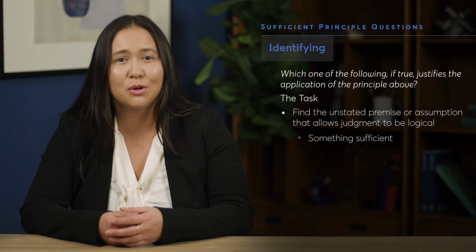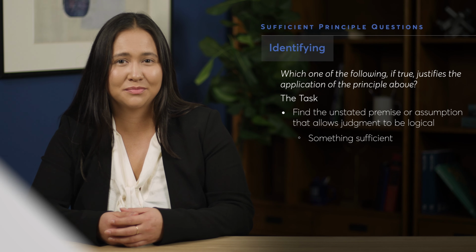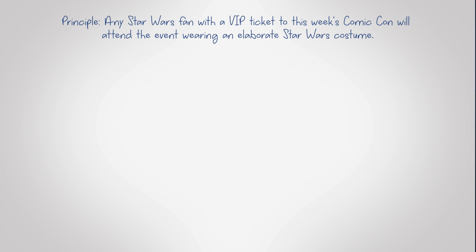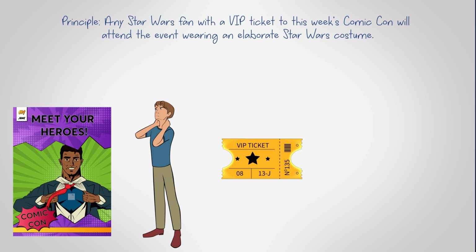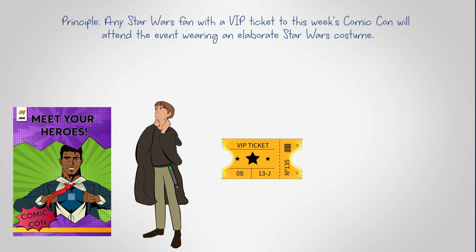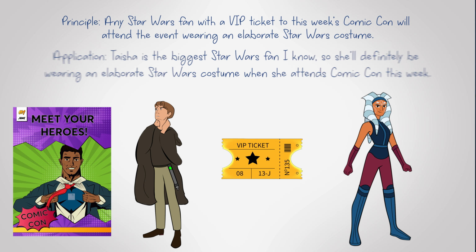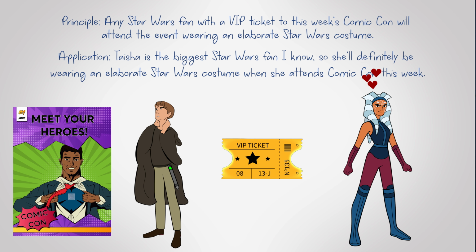Let's walk through an example to see this strategy in action. Suppose we're given the following principle. Any Star Wars fan with a VIP ticket to this week's Comic-Con will attend the event wearing an elaborate Star Wars costume. An application would present us with an example, such as Taisha is the biggest Star Wars fan I know, so she'll definitely be wearing an elaborate Star Wars costume when she attends Comic-Con this week.